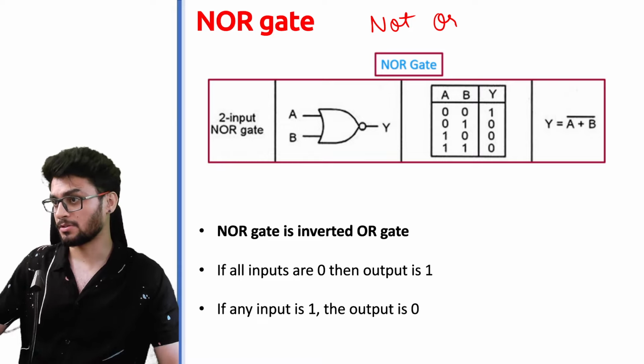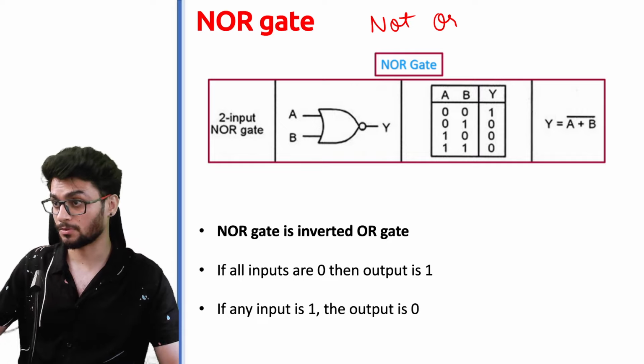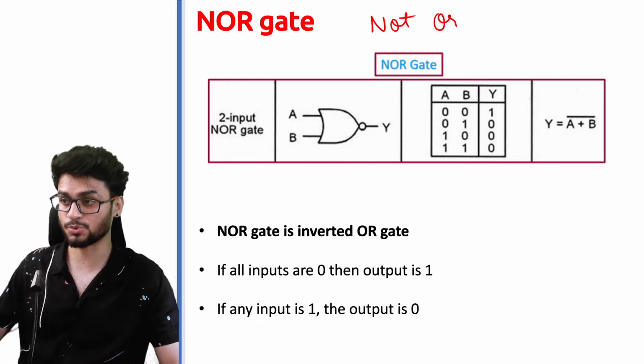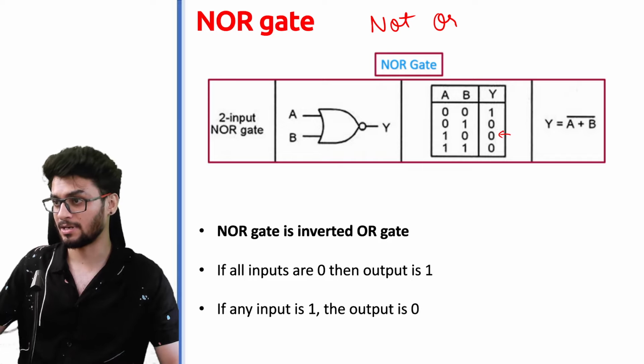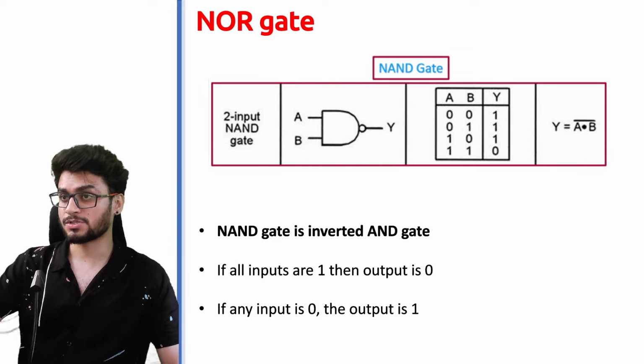Again, 0 plus 1 is 1 using the OR gate, but in the NOR gate it gives 0, because the end answer is inverted. Again, 1 plus 0 is 1 using the OR gate, but अगर हम लोग ने उसको invert कर दिया, it gives us 0. Again, 1 plus 1 is 1, but inverting it gives us 0. Right? So this was NOR gate.